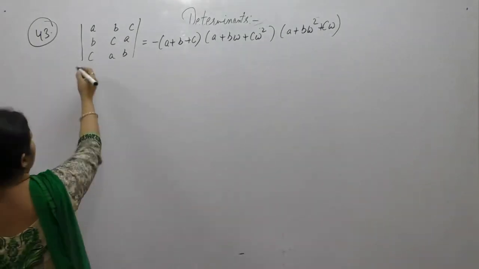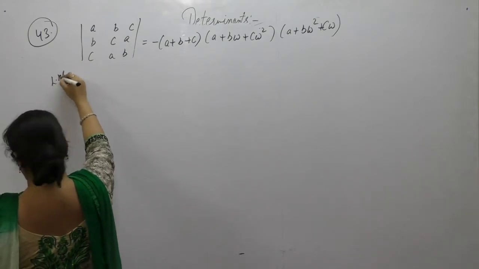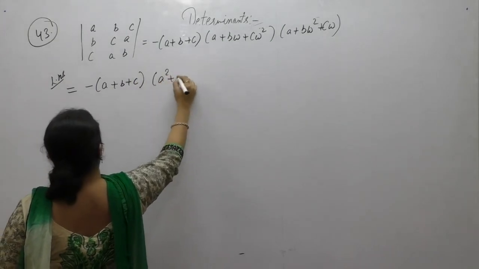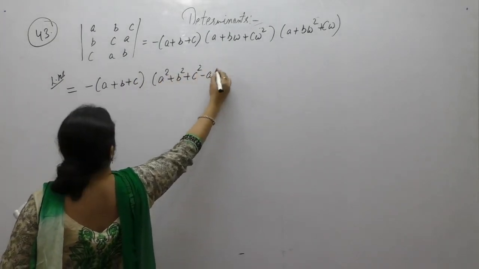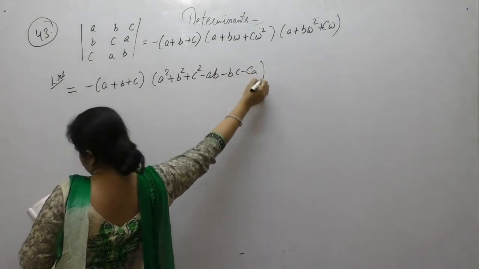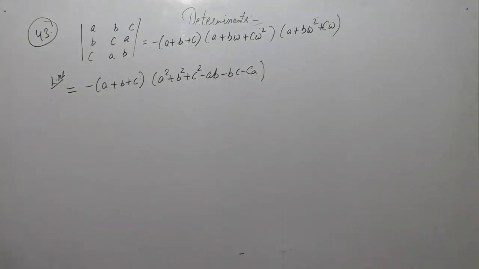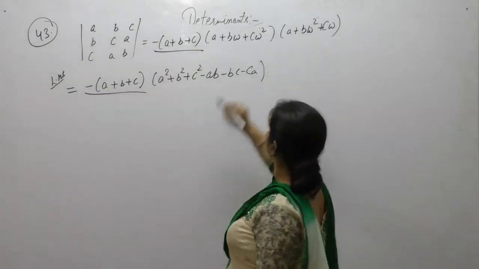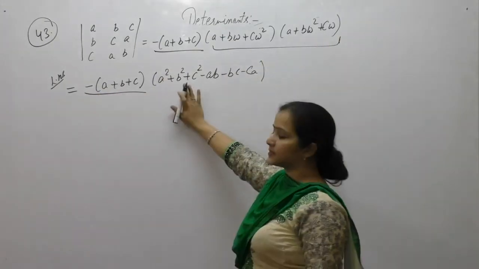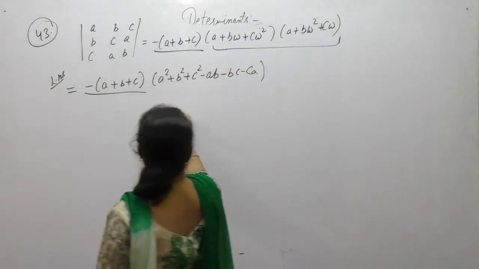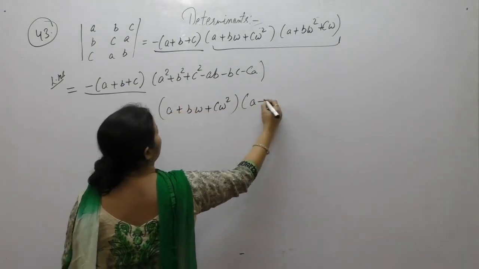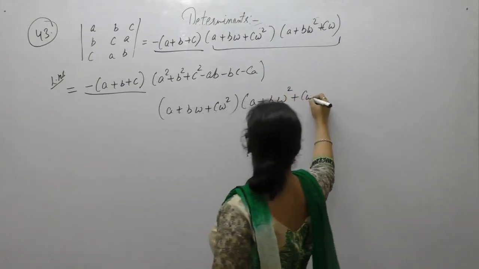We have proved this determinant, that is equal to minus A plus B plus C, A square plus B square plus C square minus AB minus BC minus CA. We have proved it equal to this. This term is same. Now we will have to prove that this into this is equal to this. Let us start. A plus B omega plus C omega square, A plus B omega square plus C omega.